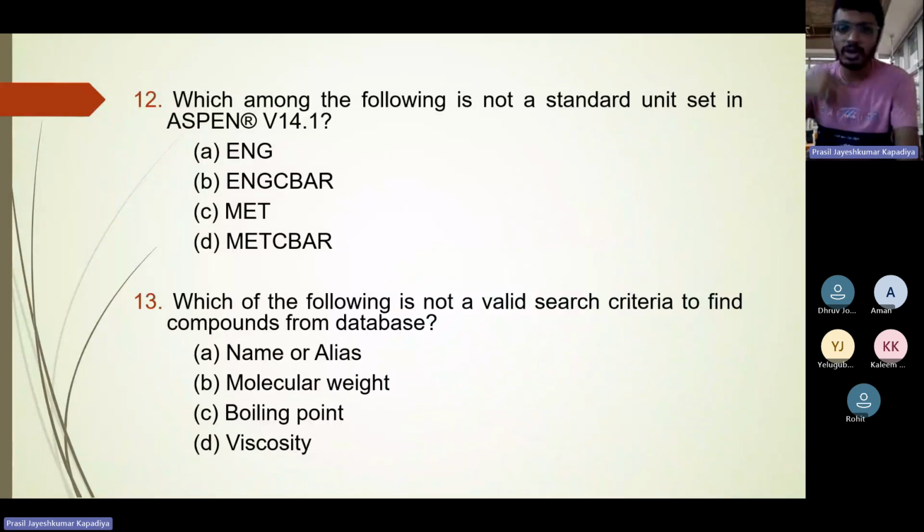Which of the following is not a valid search criterion to find compounds from the database? Name, molecular weight, boiling point, or viscosity?